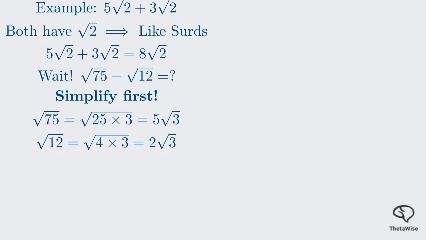Now we have 5 root 3 minus 2 root 3. Since they both contain root 3, we can subtract them to get 3 root 3. Always look to simplify before deciding if terms can be combined.